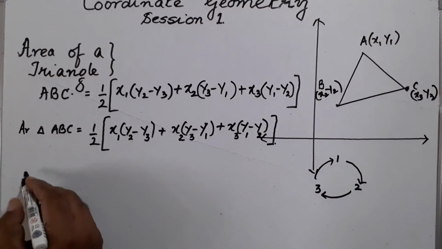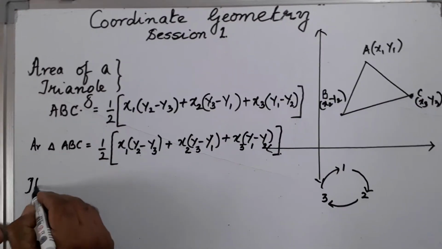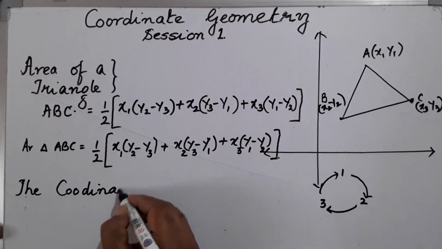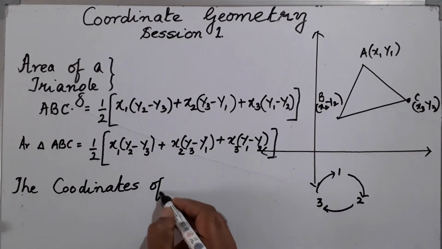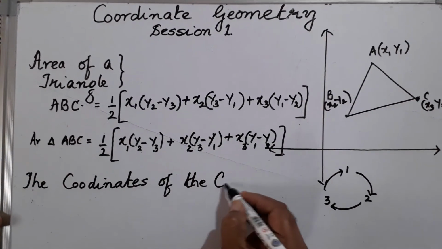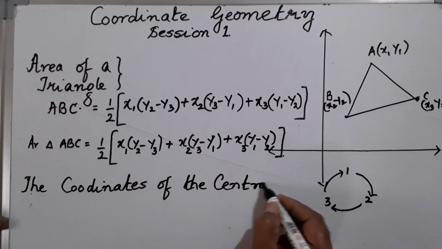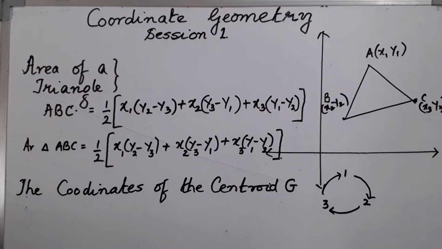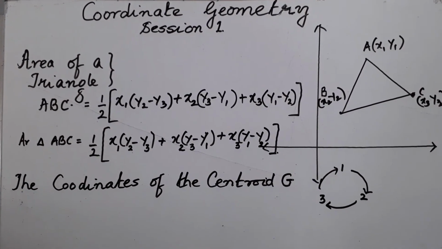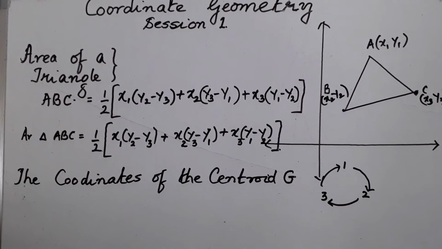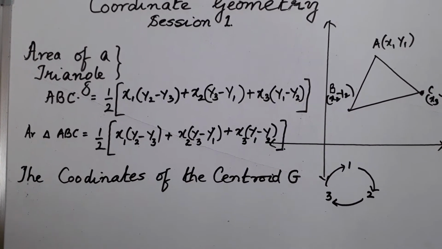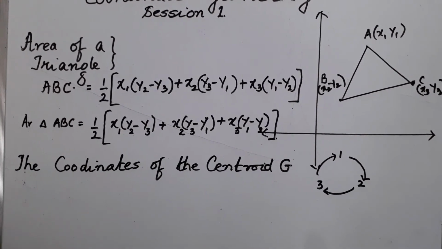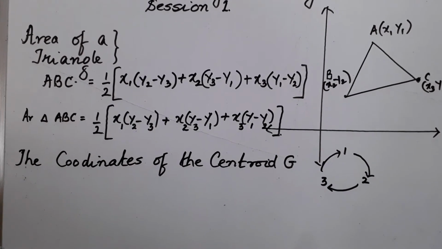And the last one will be the coordinates of the centroid. And usually the centroid is denoted by capital G. What is the centroid? In any triangle, you will have 3 sides. You will have 3 vertices. When I join any vertex with the midpoint of its opposite side, I get a median.